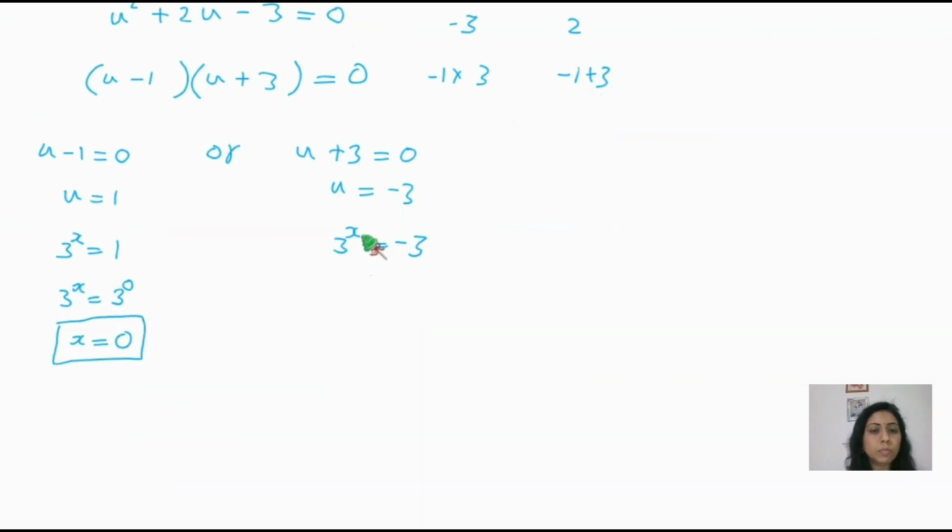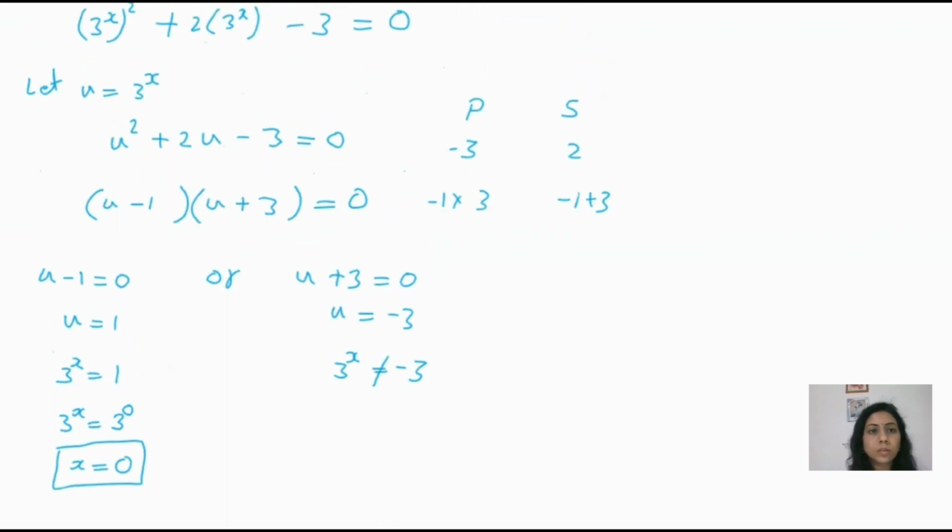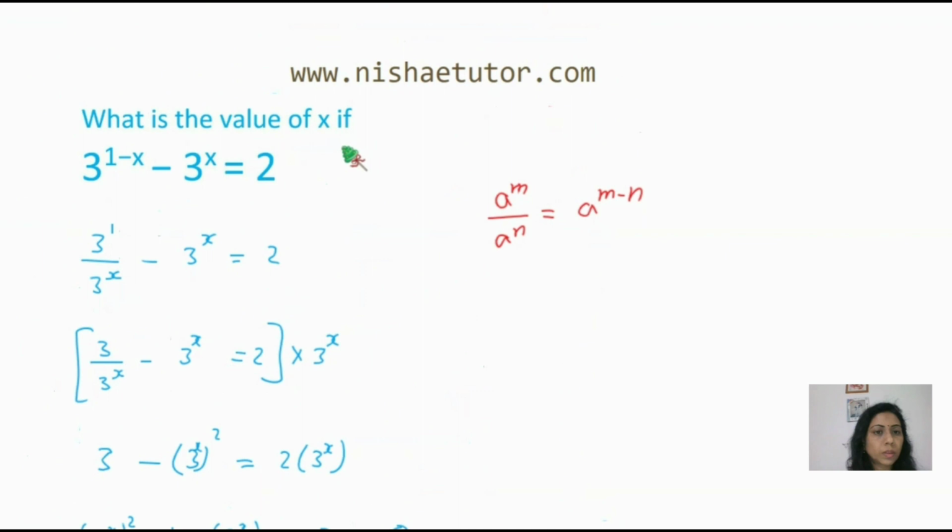And here 3 to the power any number can't be negative, so this is impossible, so we won't take this negative 3 value. Okay, so our answer is x is equal to 0. For this, x equal to 0 is the answer.